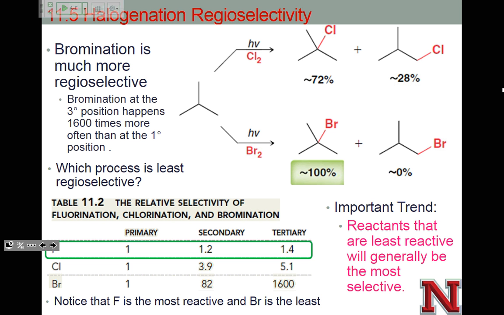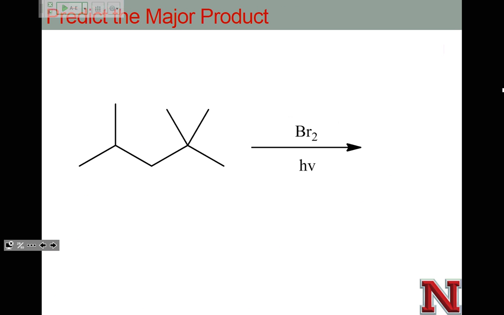And the big thing to remember is things that are less reactive are easier to control, so it's more selective. It still has to be reactive enough, because iodine isn't reactive at all. We won't form products, so there's no control there. So it needs to be reactive, but it can be less reactive and be more useful. And that's what we see, as bromination is more useful.